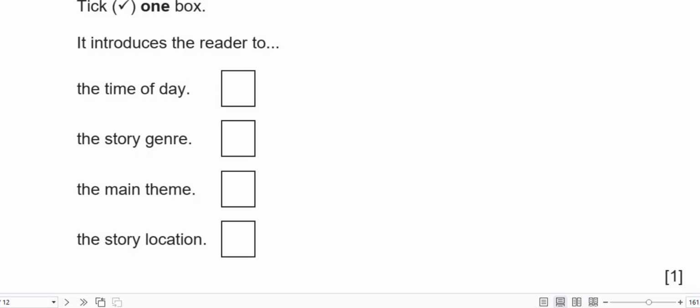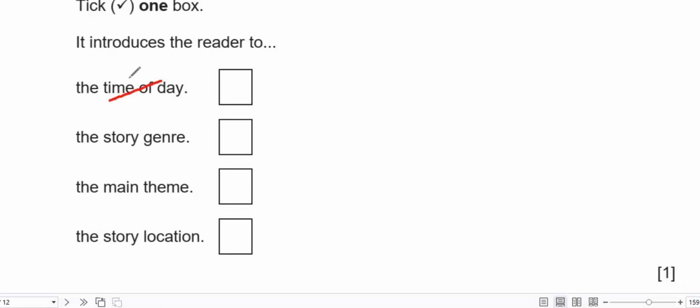I need to use my pen. Okay, no, so we're gonna eliminate this option. Is it the story genre, like fiction, non-fiction, adventure, or even biography, autobiography? No. So the main theme, no. Here we go. The story location. City. Even if you don't know the meaning of Prague or you're not familiar with it, but it said city, which means it's a place. Okay? Next question.